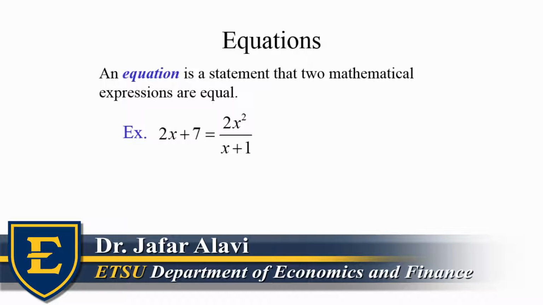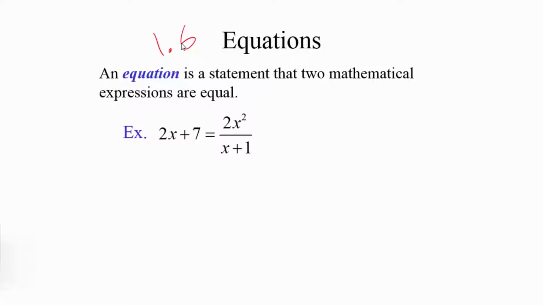Now we go to 1.6. An equation. It says an equation is a statement that two mathematical expressions are equal. That is called an equation, an equality. So on the left-hand side, you would have an expression, whether it's a polynomial or rational expression. On the right-hand side, you have another expression as a polynomial or as a rational expression. You set these two equal, you have an equation.